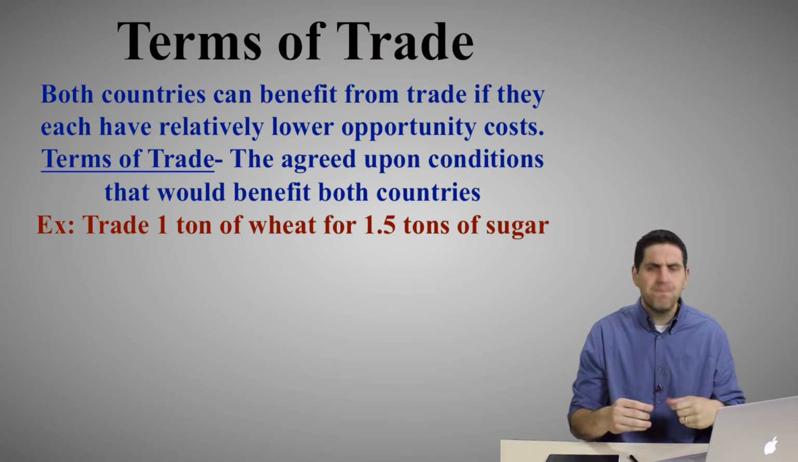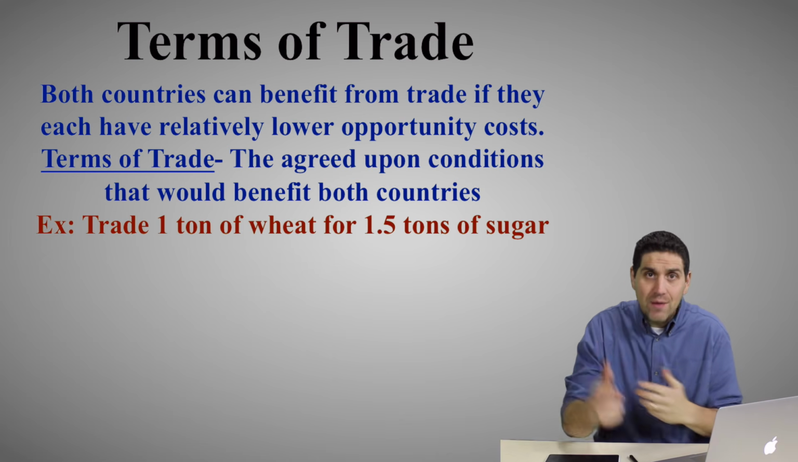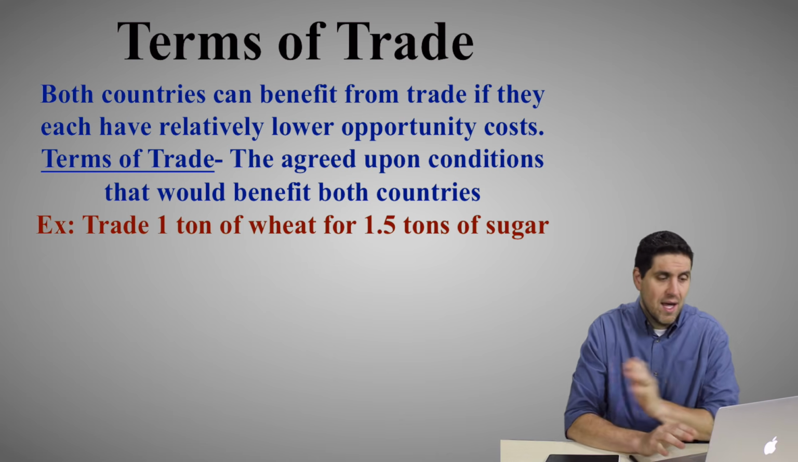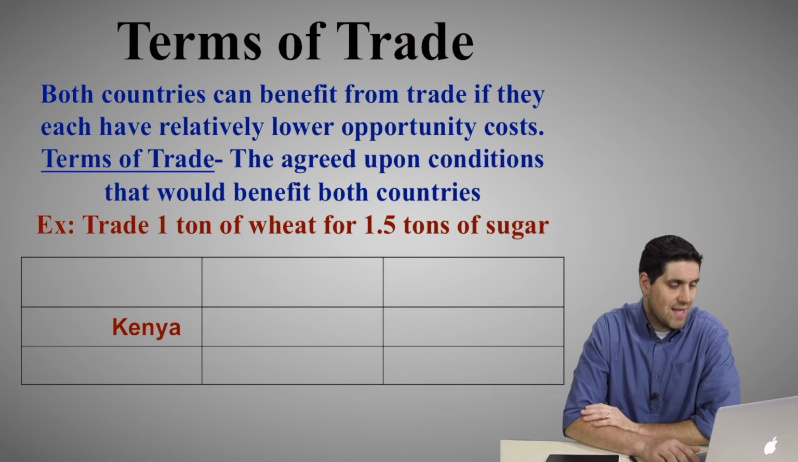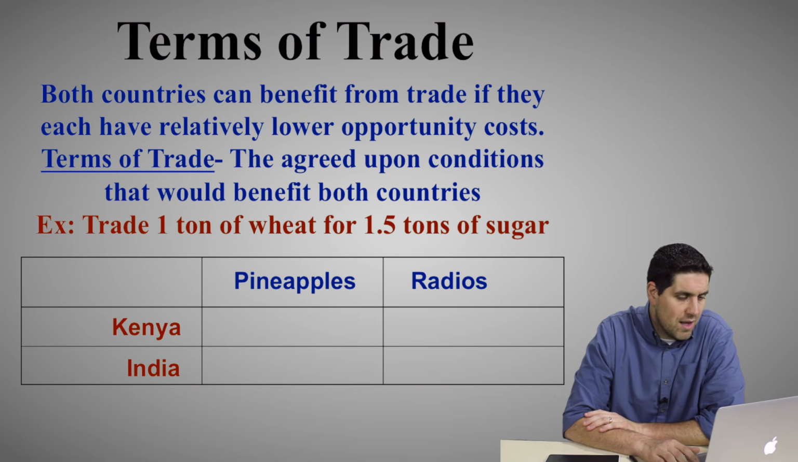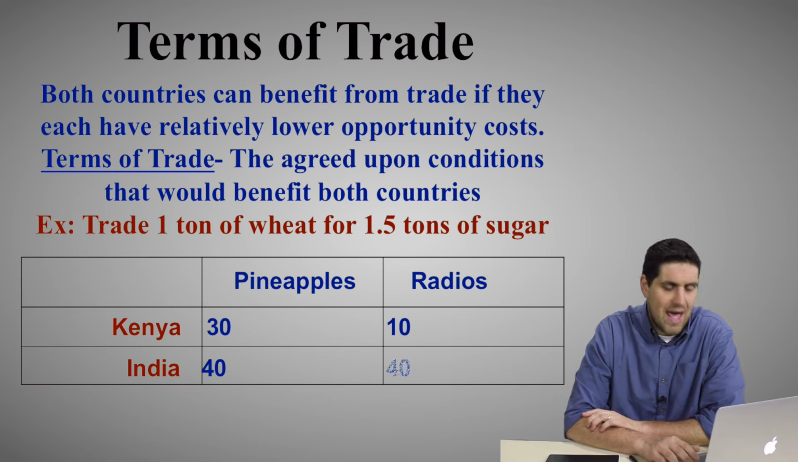How did I come up with that number? Well, that's what you're going to figure out. Again, it's called terms of trade. It's the agreed upon conditions that would benefit both countries. So we've got an example question. Kenya, India, pineapples, radios, 30, 10, 40, and 40.